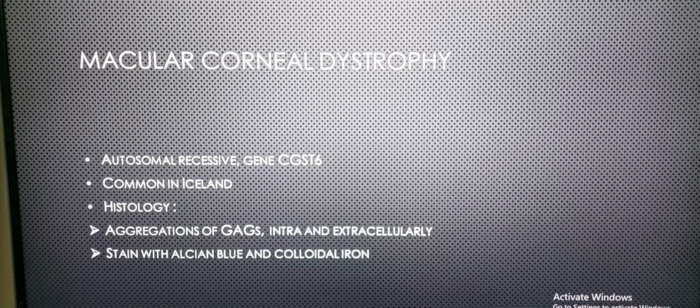And this is macular corneal dystrophy. It is autosomal recessive. The gene encoding is CHST6. It is common in Iceland. Histology shows aggregations of glycosaminoglycans intracellularly and extracellularly. They stain with Alcian blue and colloidal iron.